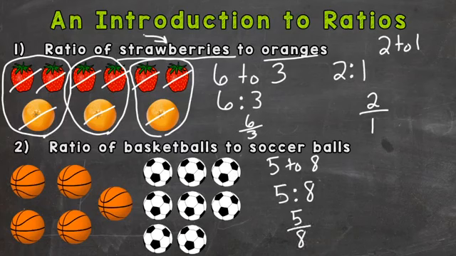Now this particular ratio cannot be simplified. The greatest common factor and only common factor between 5 and 8 is 1. So this is simplified. So for every 5 basketballs, there are 8 soccer balls. And remember, basketballs needed to come first because it came first in our original problem.